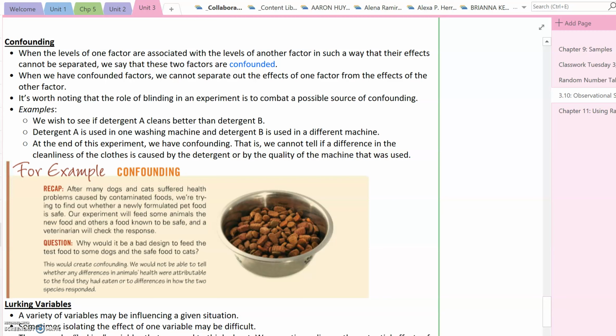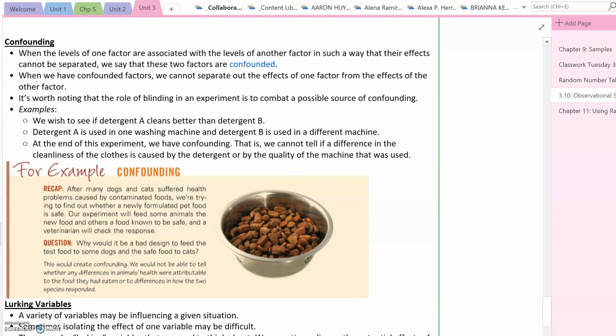An example of that would be if we are trying to figure out if Tide pods are better than OxiClean laundry detergent, and we put Tide pods in one washing machine and OxiClean in another washing machine. At the end of the experiment, we don't know if Tide pods worked better than OxiClean or not, even just from looking at the clothes, because since we used 2 different washing machines, it could also be that one washing machine was better than the other washing machine. So that's an example of confounding. The parts of our experiment were not controlled enough for us to differentiate between those 2 factors.